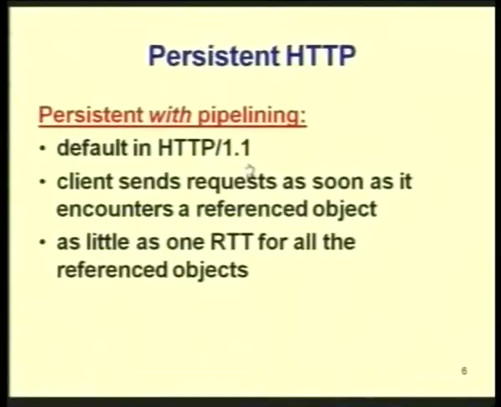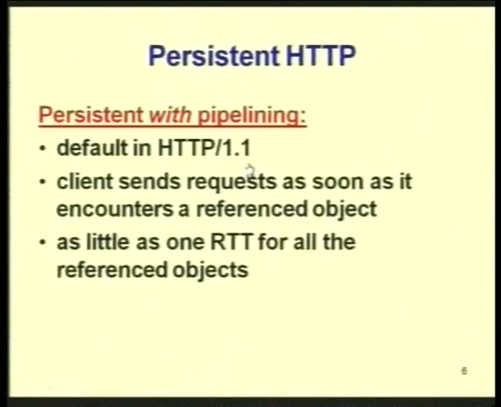So, what is the time that will be taken for retrieving the different objects here? Initially, you need to set up a TCP connection, one RTT for that. Then you have to retrieve the original base page, that will take another RTT, one round trip time. Then for each object that is referenced, one RTT will be taken. So, if there are 10 objects referenced, it will take another 10 RTTs. So, 1 plus 1 plus 10, at least 12 RTTs before the page is displayed to you. This is what happens in persistent without pipelining.